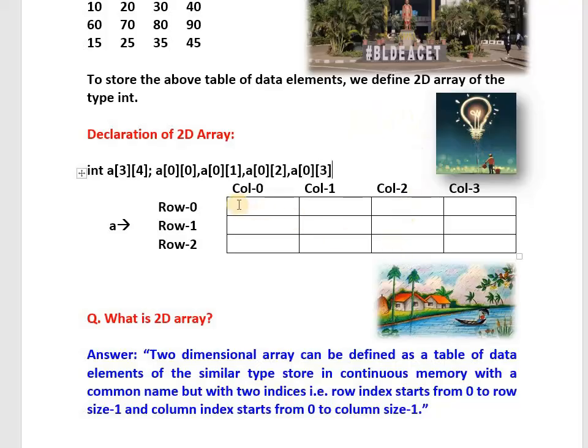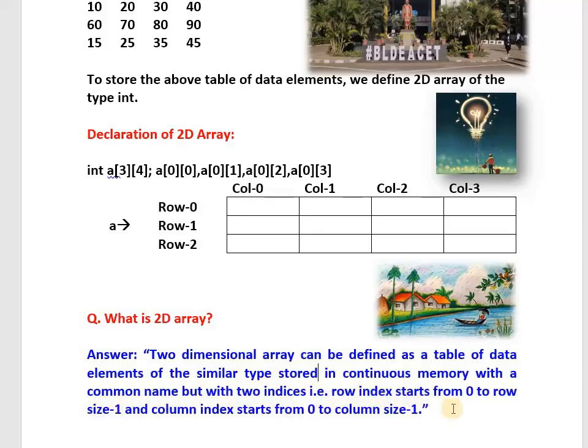Means in order to access the value, we use row index as well as column index. Row index starts from 0 and ends with row size minus 1. Column index starts from 0, ends with column size minus 1. That is what 2D array. 2D array can be defined as a table of data elements of the similar type stored in computer's continuous memory with a common name but with two different index.